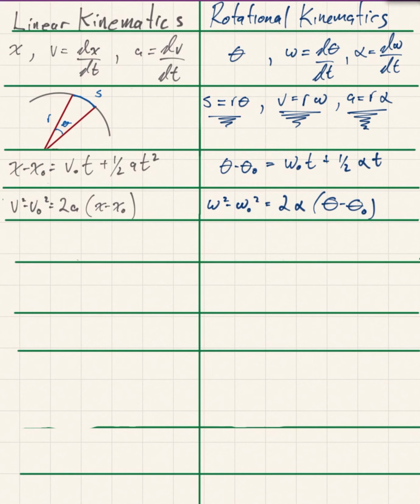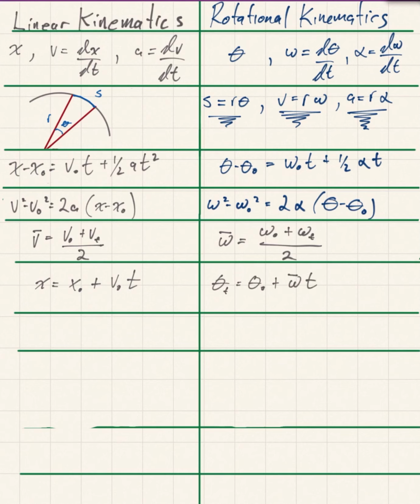Now, we're going to extend that, and we're going to find that the average linear velocity has a similar relationship to the average angular velocity, meaning it's the average between the initial and the final quantities. The displacement x equals x0 plus v0 t then becomes theta f is equal to theta 0 plus omega t, where here omega and v are our average quantities. v is equal to v0 plus at. Similarly, we have omega equals omega 0 plus alpha t.